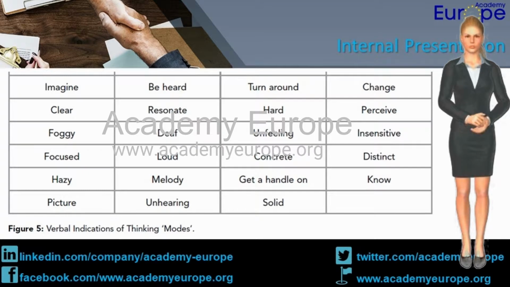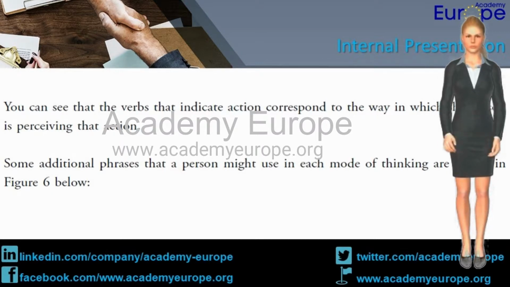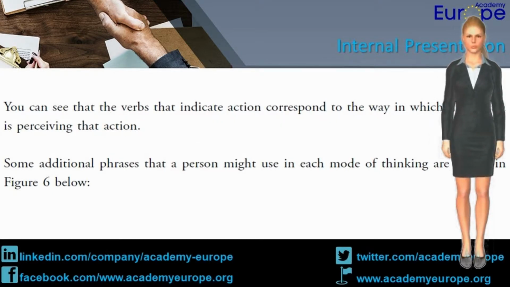Figure 5, Verbal Indications of Thinking Modes. You can see that the verbs that indicate action correspond to the way in which the person is perceiving that action. Some additional phrases that a person might use in each mode of thinking are shown in Figure 6 below.